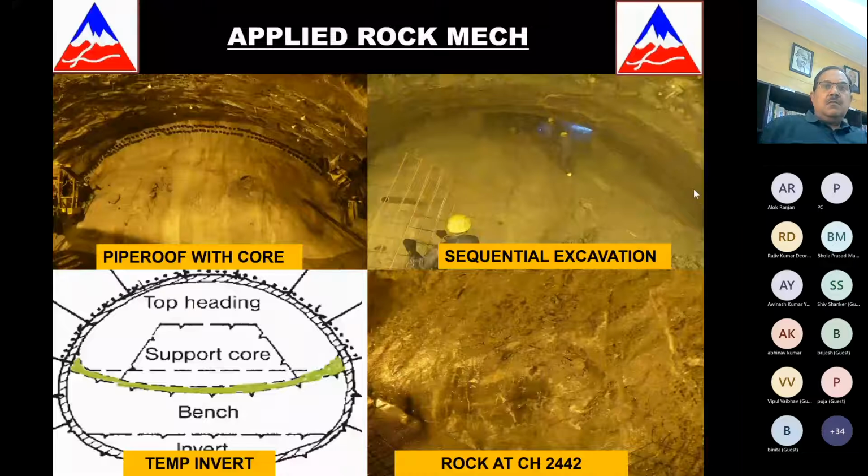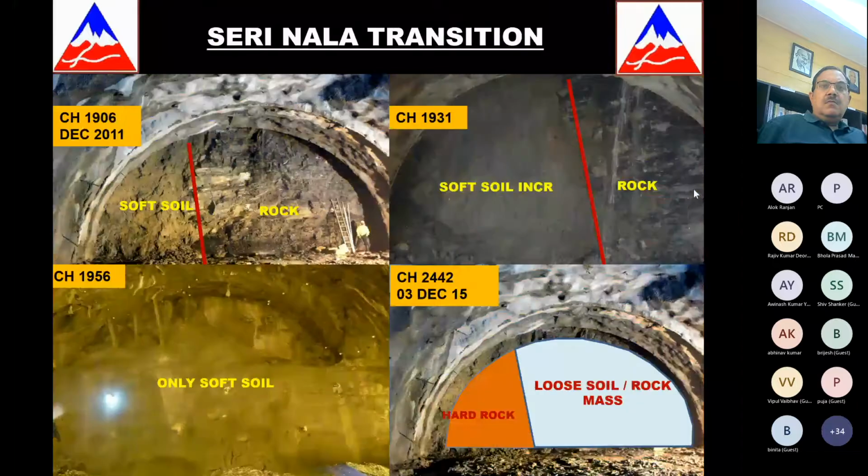And that's how, from December 2011, you see on the top left, to December 2015, we reached a part where we started touching the rock again without changing the alignment. And this was done under pipe roofs.